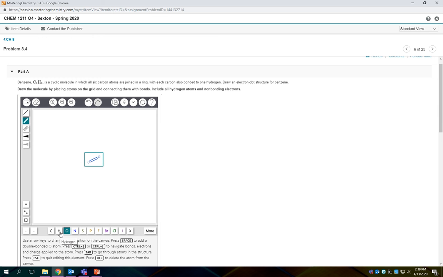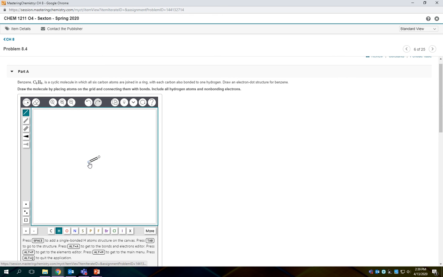Now to put the hydrogens on, we can choose the chemical symbol for hydrogen, and those are single bonds, so we're going to drag from carbon to wherever we want our hydrogen to go. So for instance here and here. So we've attached our two hydrogens.